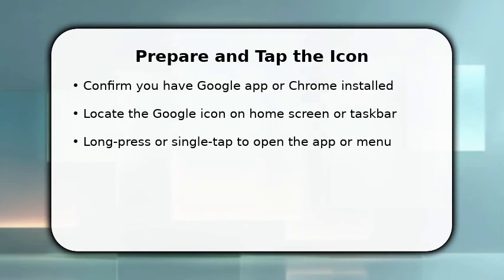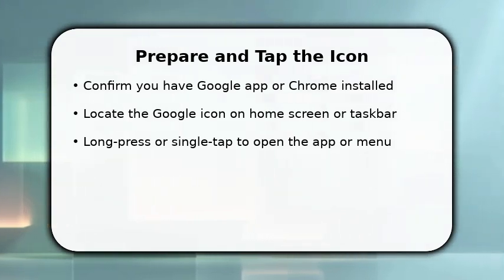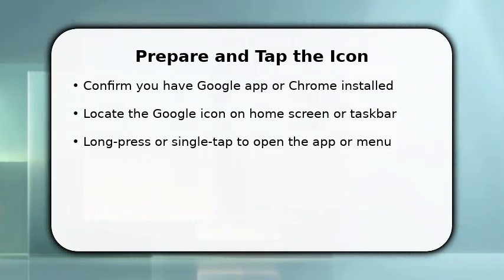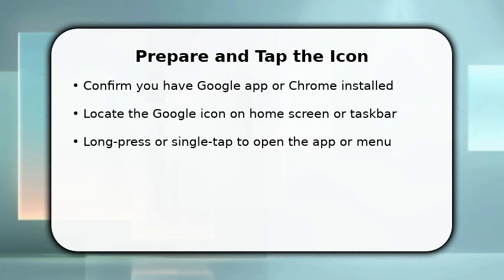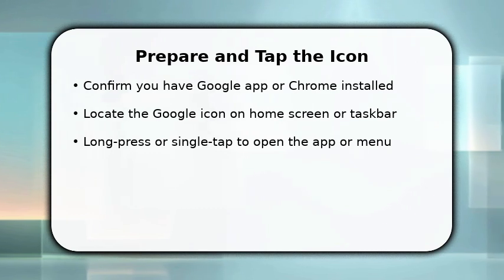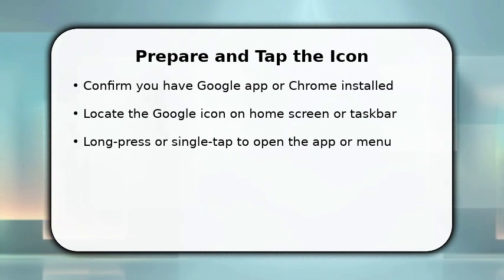You have the essentials ready: Google app or Chrome installed and visible. First, find the Google icon on your device or desktop. Tap it to open instantly. If you need quick actions, long press the icon to reveal shortcuts like Search, Voice, or Discover. Once done, choose Search to start typing or Voice to speak. Make sure to sign in if you want personalized results and synced history. That sets you up for the next steps.